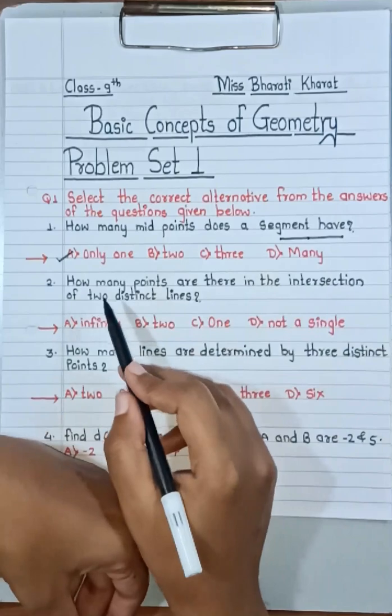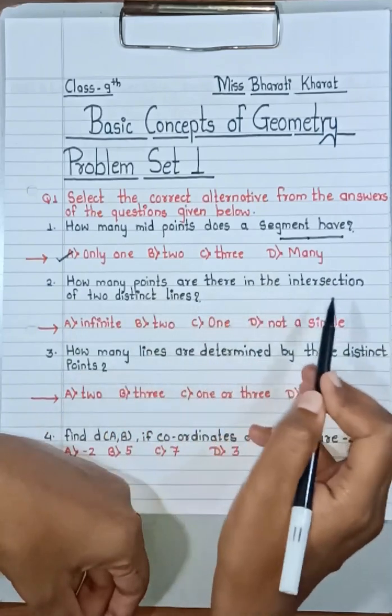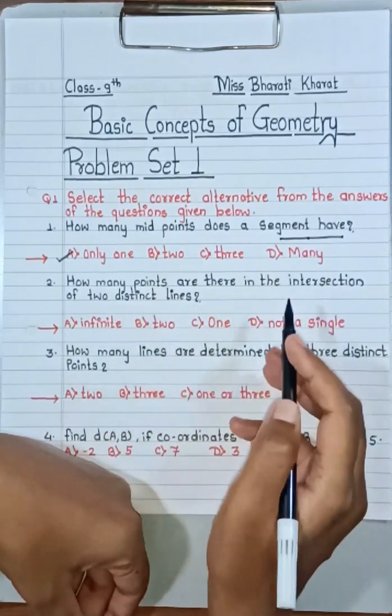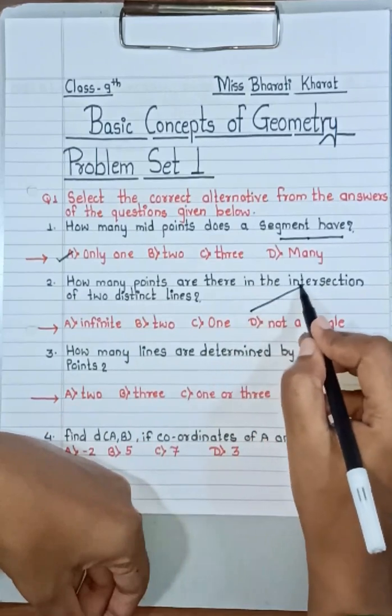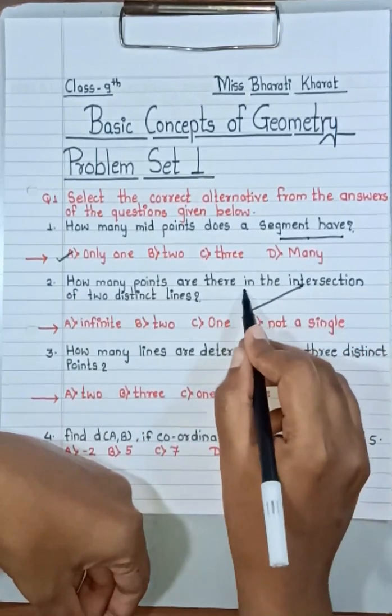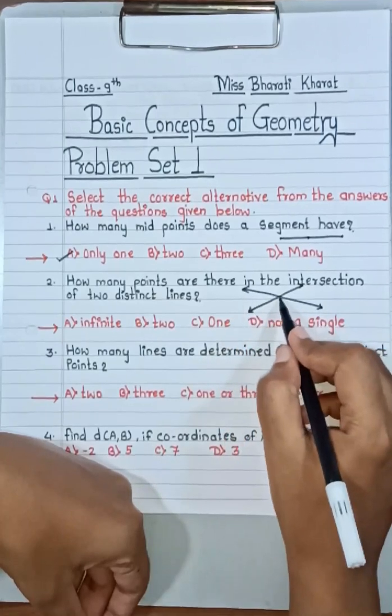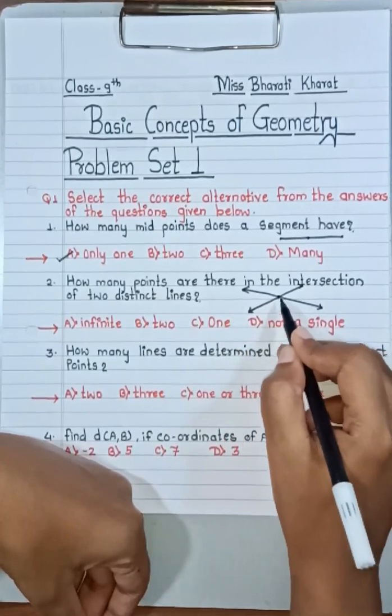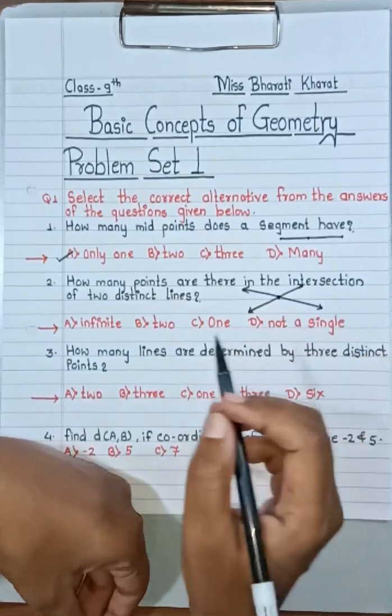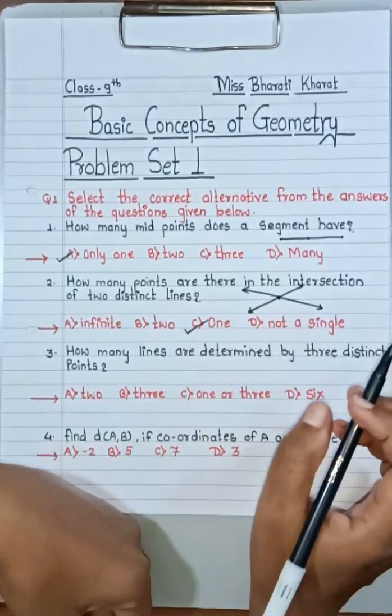Now second one, how many points are there in the intersection of two distinct lines? Now suppose consider these two lines. When these two lines intersect each other, how many points of intersection are found? That is only one. That is 1 point.